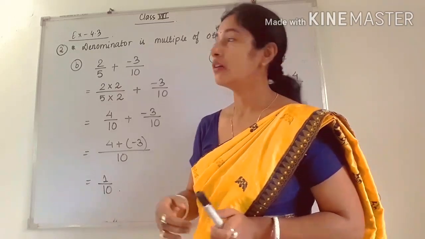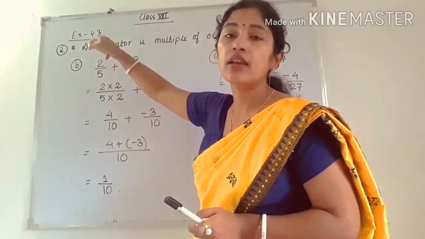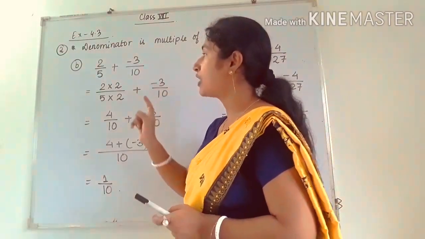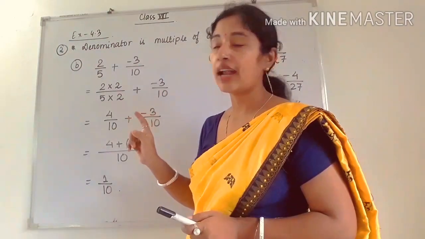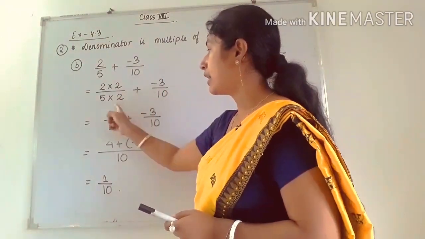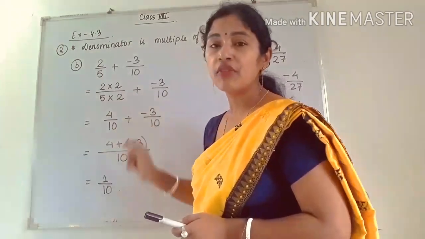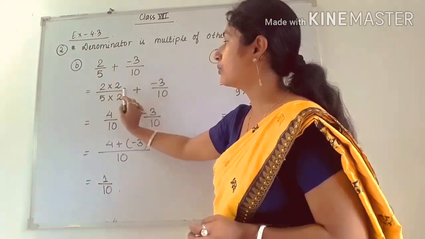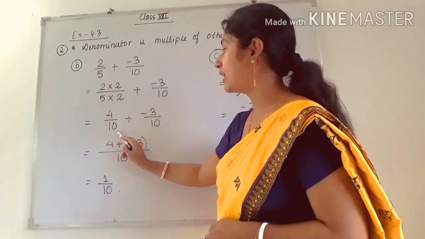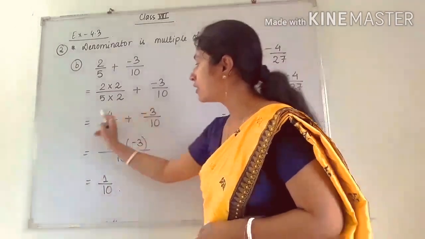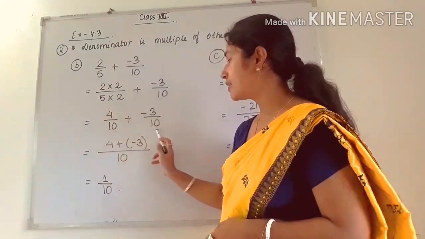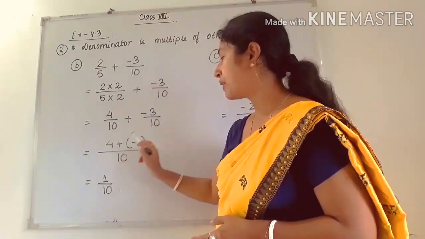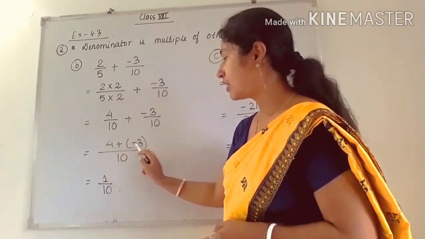That means we want an equivalent rational number of 2 by 5. So we multiply the numerator and denominator by 2, so that the denominator is converted to 10. Then we can do the simplification very easily. See here, I have multiplied the numerator and denominator with 2. Then finally I got what? 4 by 10 plus minus 3 by 10. Now it is similar to question number 1. The denominator is the same, so we can easily add or subtract the numerators. So 4 plus minus 3. Then 4 minus, since plus minus will become minus.